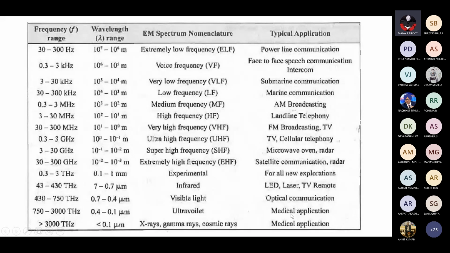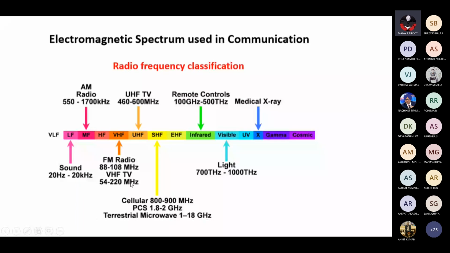Again, this is the picture showing you for a particular application what the particular frequency is. So it is still specific. AM radio is 550 to 1700 kilohertz, and ultra high frequency television is 460 to 600 megahertz. Remote controls operate from 100 gigahertz to 500 terahertz, like this. So we have different frequency ranges for different applications.